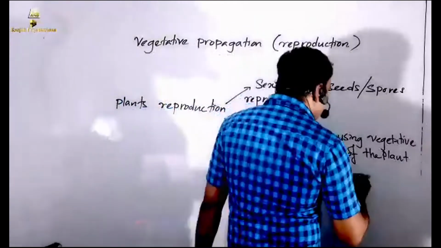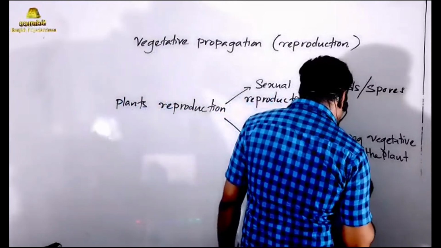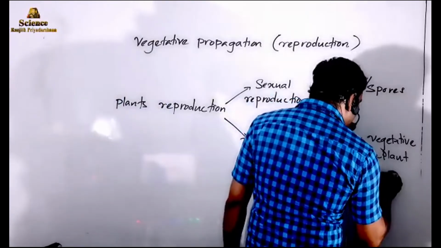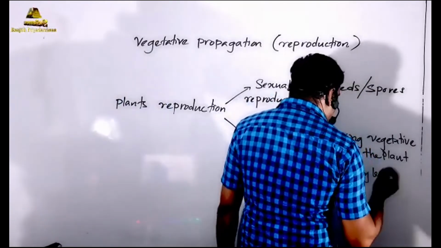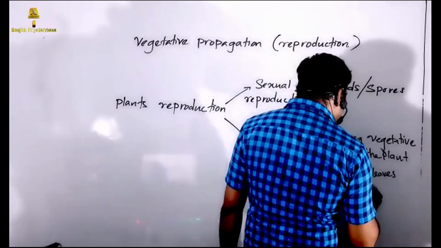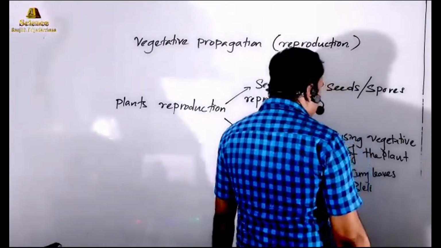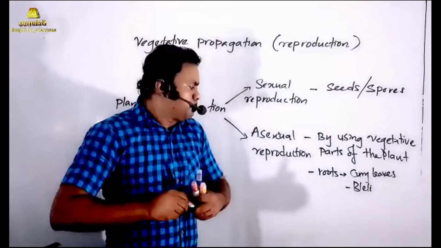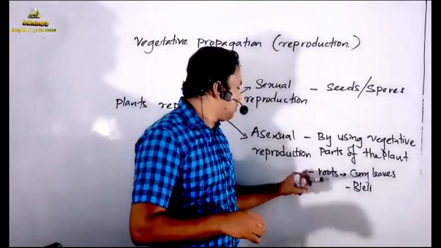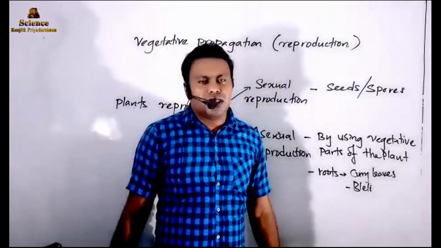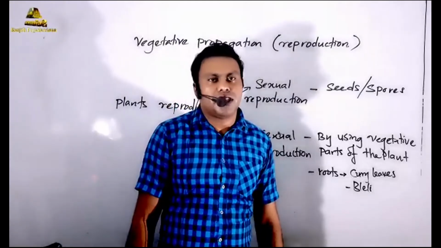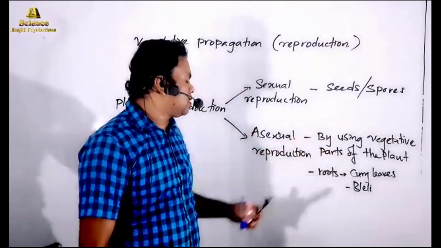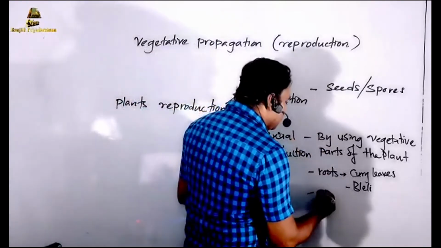Example, curry leaves. Another one, belly. Okay, so these are the plants you make new plants by using the vegetative propagation, vegetative reproduction or vegetative propagation. Actually, that's an asexual reproduction method. So you can use that stem.